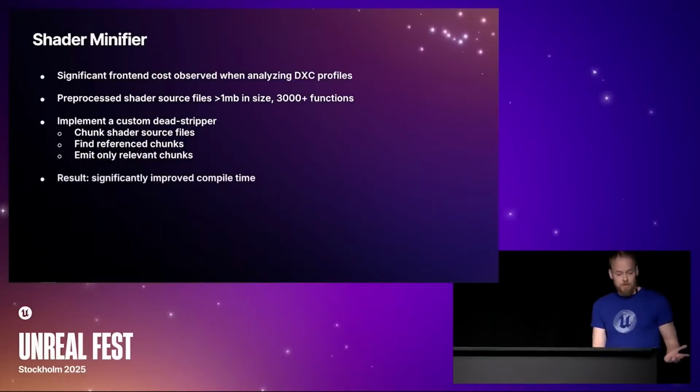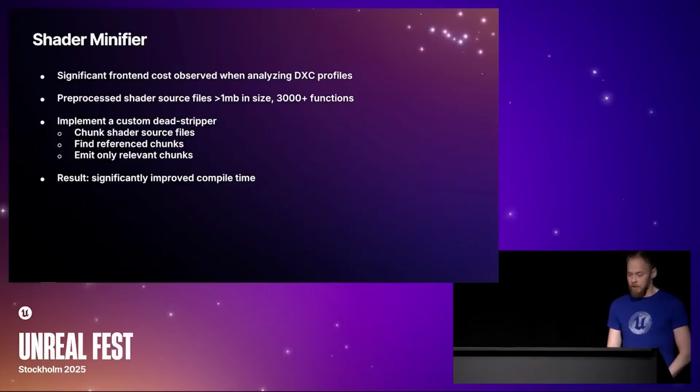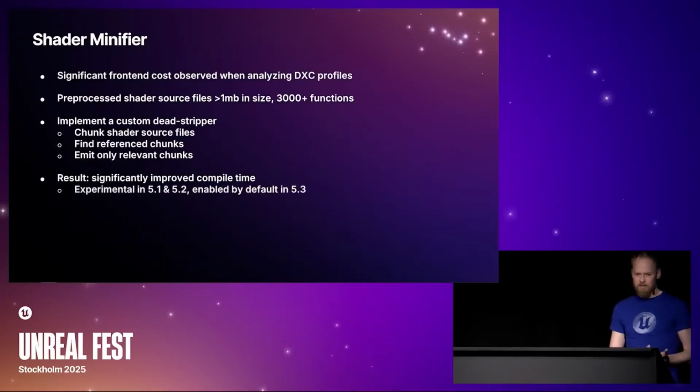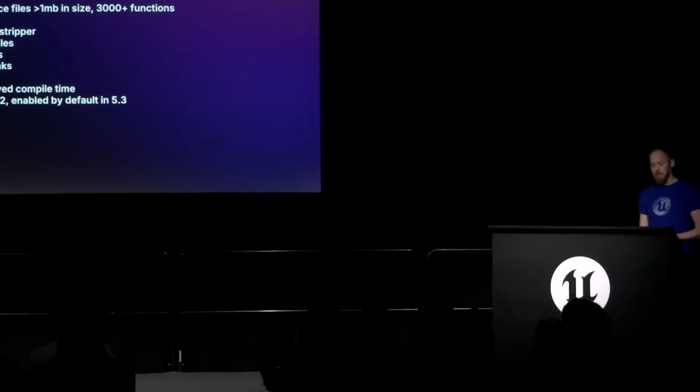So results: that front-end compile cost almost disappeared. It pretty much evaporated. Overall compile time, especially on some of the worst case shaders which strip most of the code, improved significantly. So we rolled this out. It was experimental in 5.1 and 5.2. It was on by default in 5.3 for everything except for Metal and OpenGL. And then I think in 5.4, it was on by default for everything.